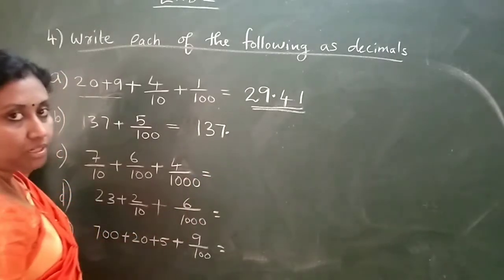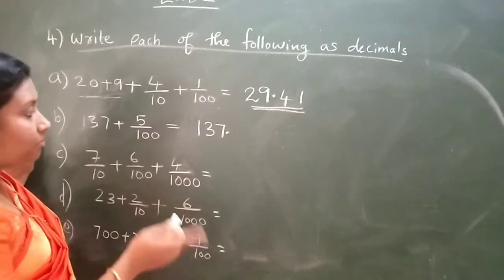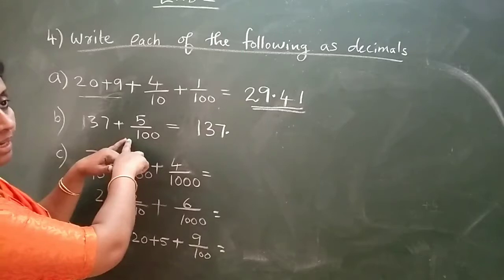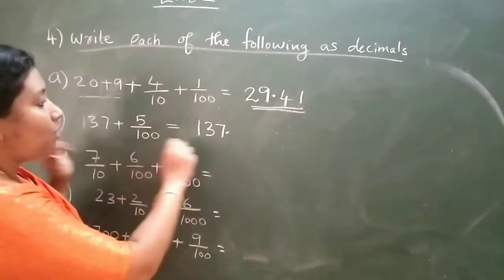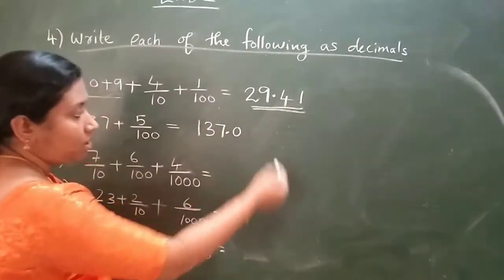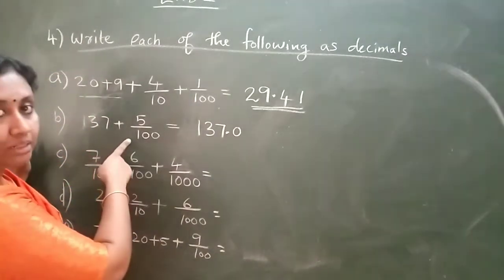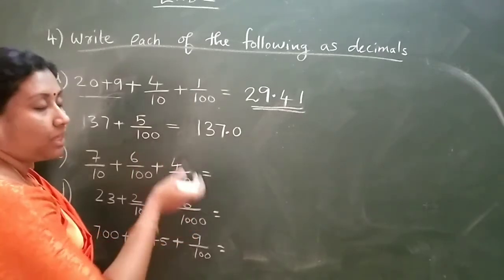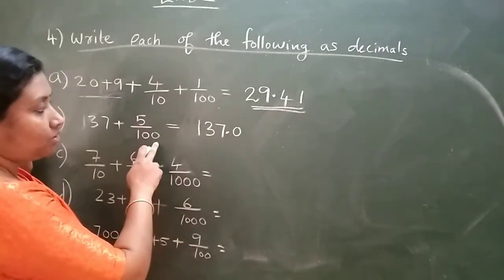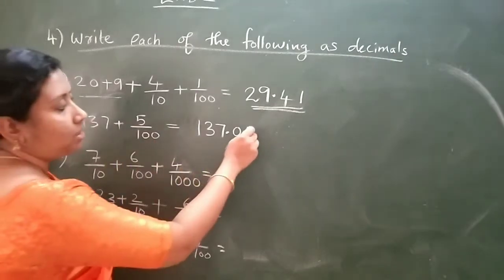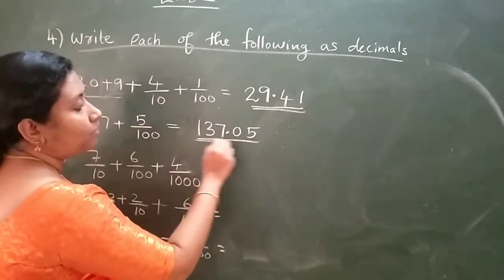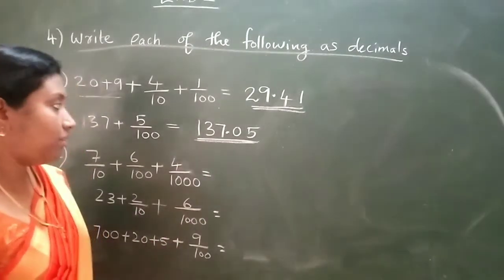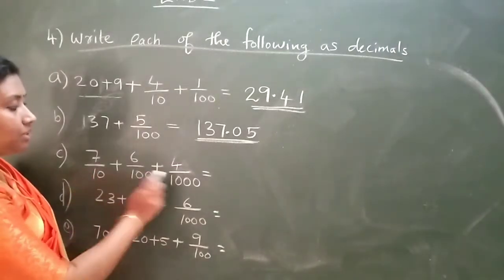After the decimal point, which is the first place? First place is 1 by 10th place. But here there is no 1 by 10th place. So here you simply put one 0. Why? Here there is no 1 by 10th place. So you put one 0 here. Then which is the next place? That is 1 by 100. So what is the value of 1 by 100? That is 5. So your answer is 137.05.